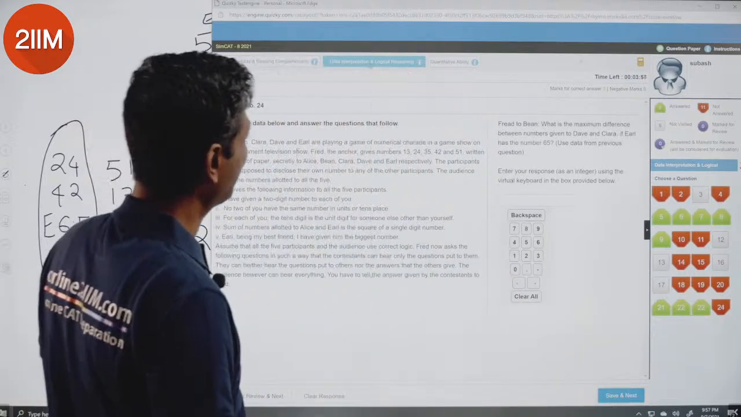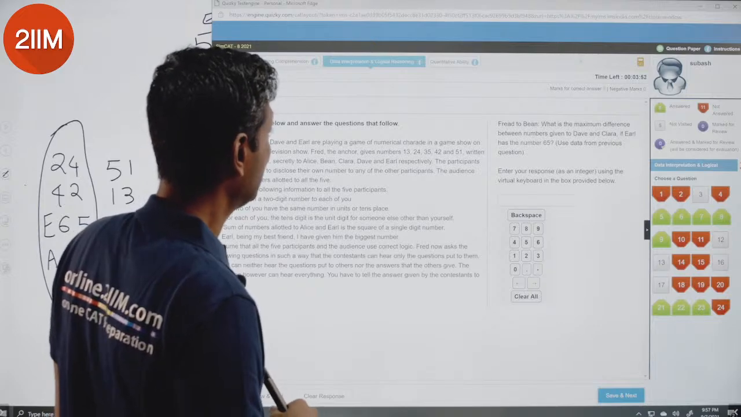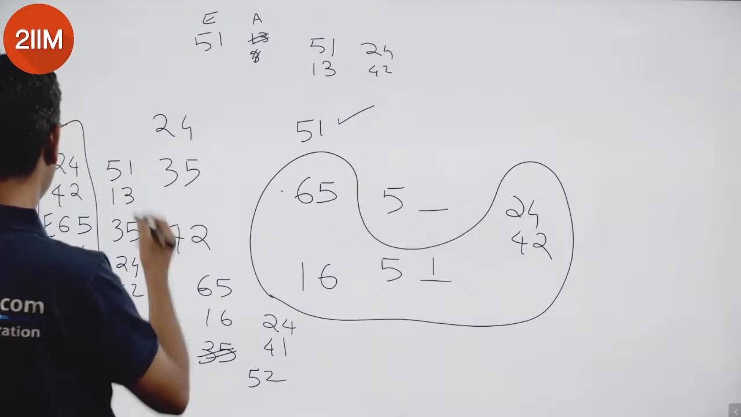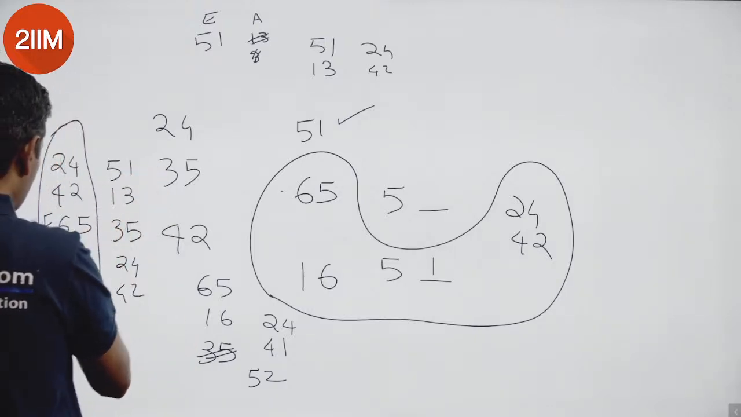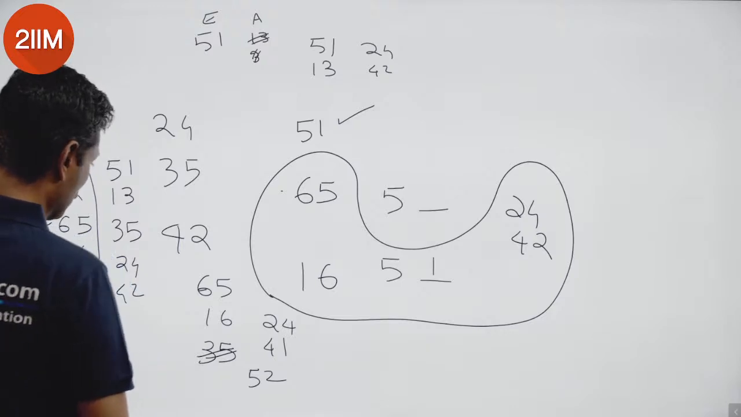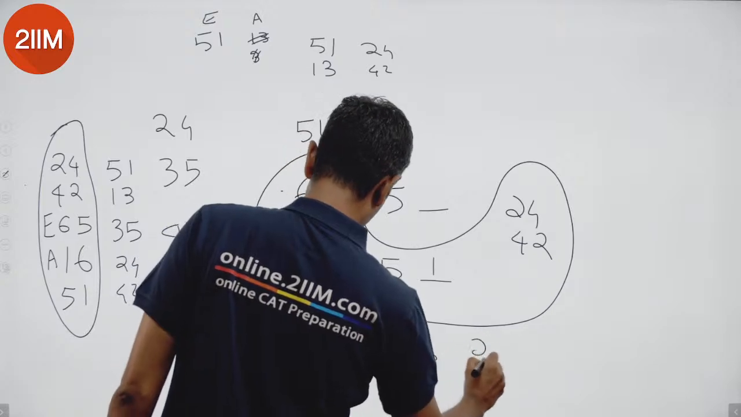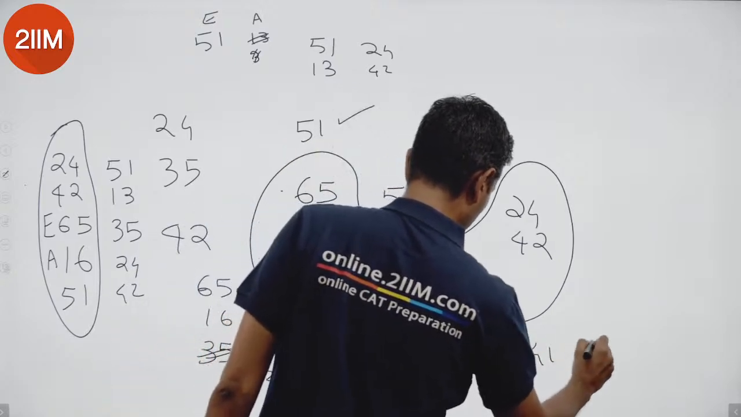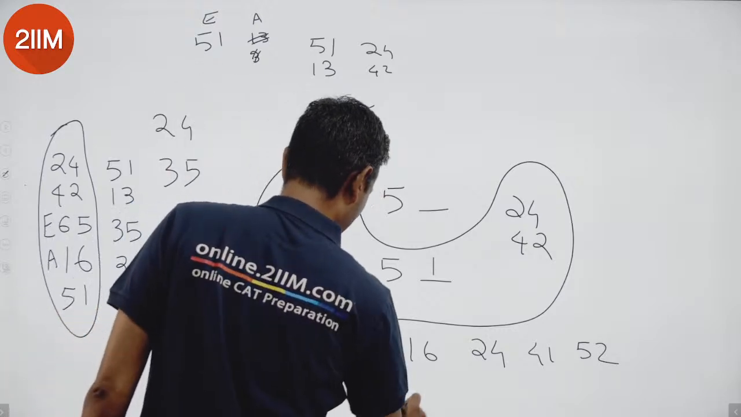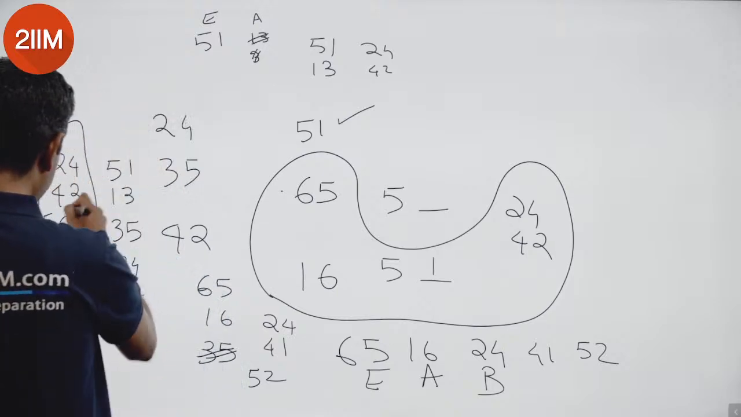Fred to Bean, what is the maximum difference between the numbers given to Dave and Clara if Earl has the number 65? Lovely. Earl has 65. 65, 16 could be Earl and Alice. 42, 24, 51 could be the other three. 65, 16, 24, 41, 52 is a possibility. This is E and A. This is B. That is C and D. E and A.